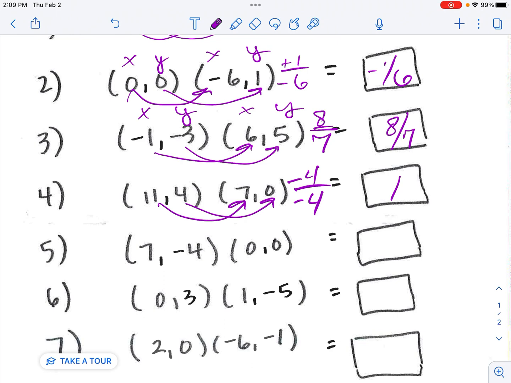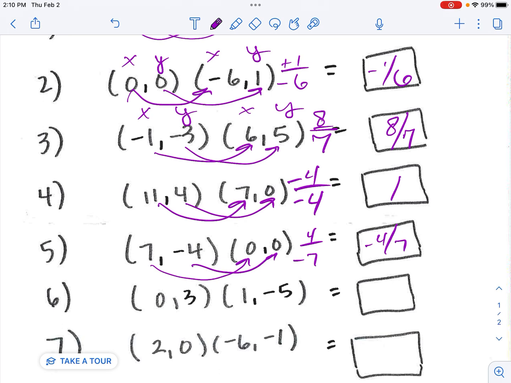Number 5, from a -4 to 0 would be 4 hops to the right. That's a +4. From 7 to 0, that's 7 hops to the left, which is a negative. So -4/7 for your slope.